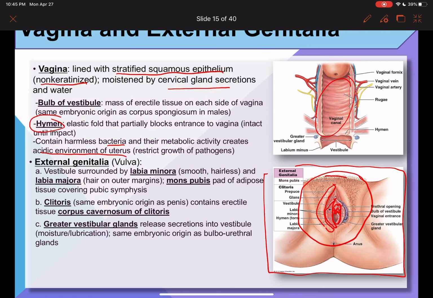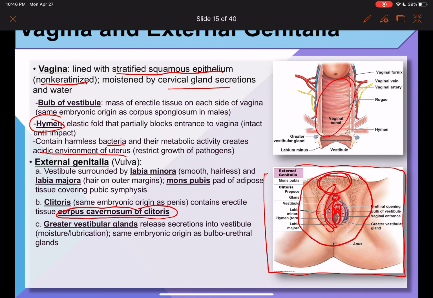The mons pubis is this layer on top of the vulva, and usually is a pad of fat tissue covering and protecting your pubic symphysis. Remember, the pubic symphysis is the cartilaginous joint that connects your two pelvic bones together. And then you have the clitoris, which is right here. Clitoris, again, like I said, has the same embryonic origin as the penis in males. It contains erectile tissue, which is called the corpus cavernosum of the clitoris.